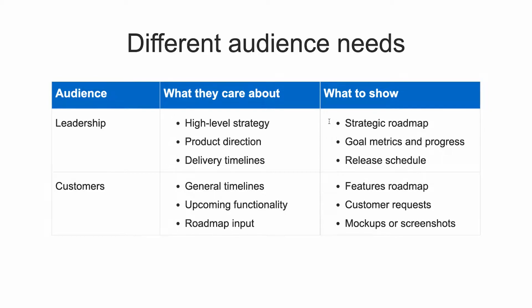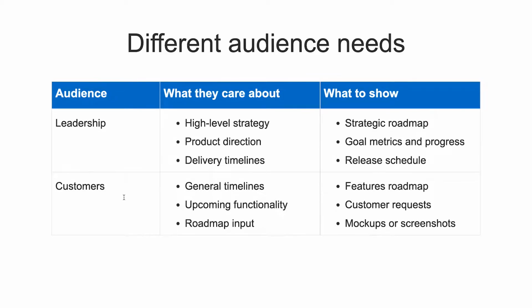Views that really help them is the strategic roadmap, because it shows goals and initiatives and how they link to work. Anything to do with goals. And remember, goals in AHA roadmaps have quantifiable success metrics with them. So goal metrics and progress can be really useful. And then finally, release schedule. So Gantt charts, anything showing an actual release date and whether or not your team is going to hit that date.